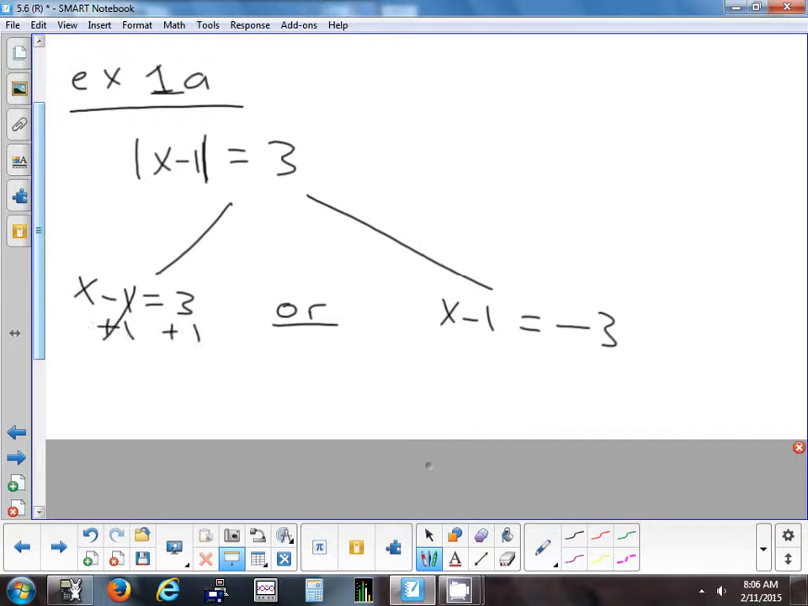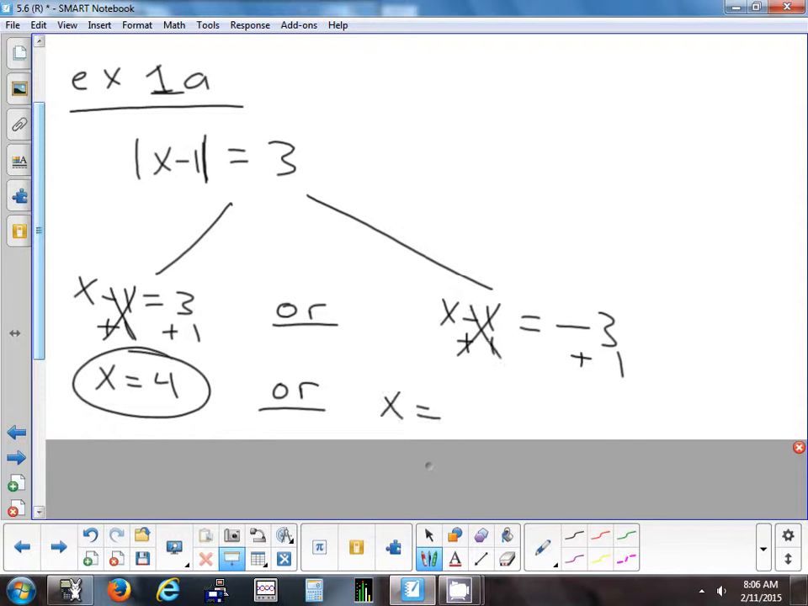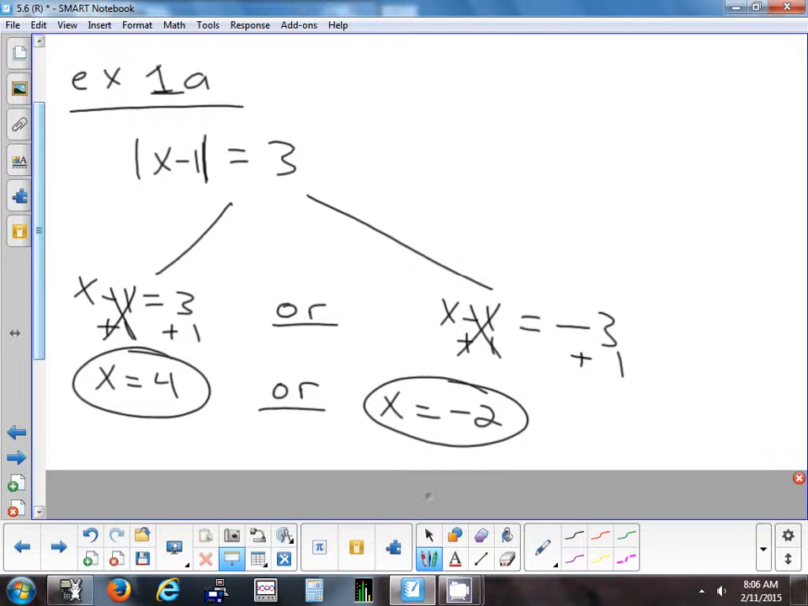Solve this by adding 1 to each side. You get x equals 4. Or solve this equation by adding 1 to both sides. Negative 3 plus 1 is negative 2. Let's check those answers and see if they work. If you plug in 4 for x in the original equation, you get 4 minus 1 is 3, and the absolute value of 3 is 3. So that answer works fine.